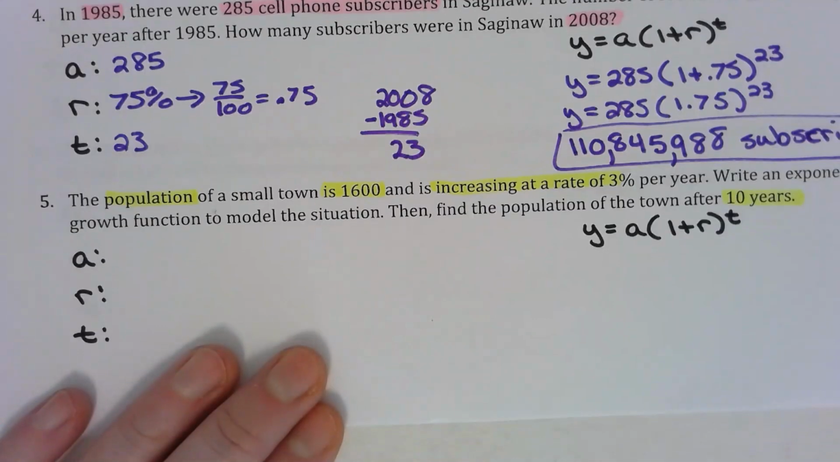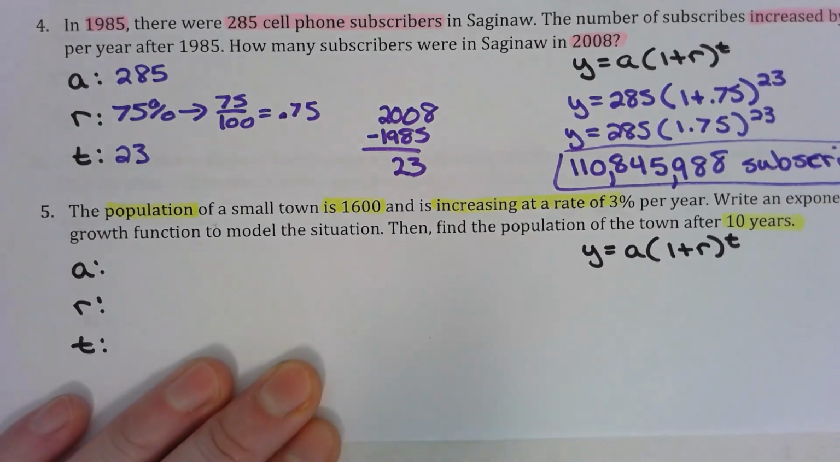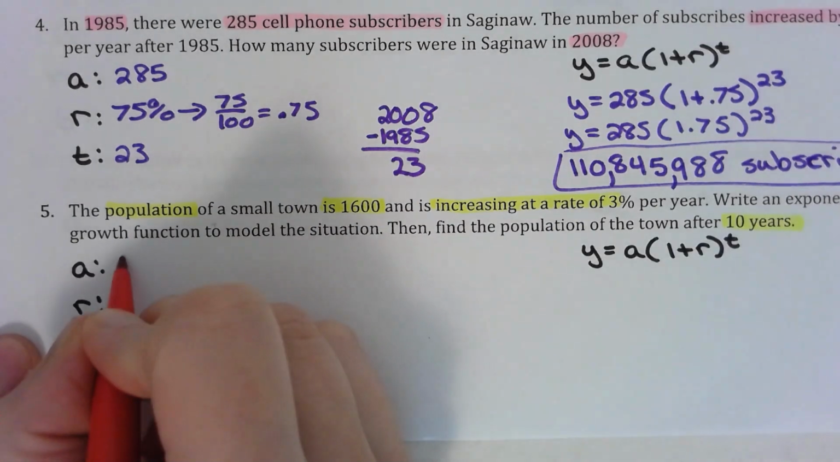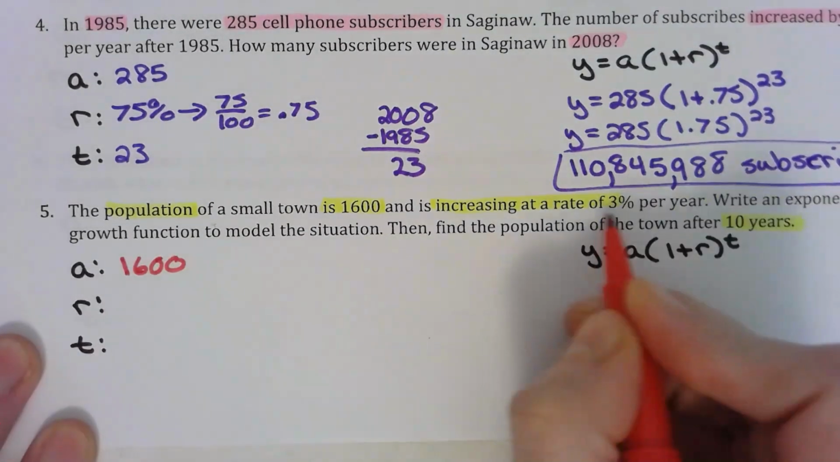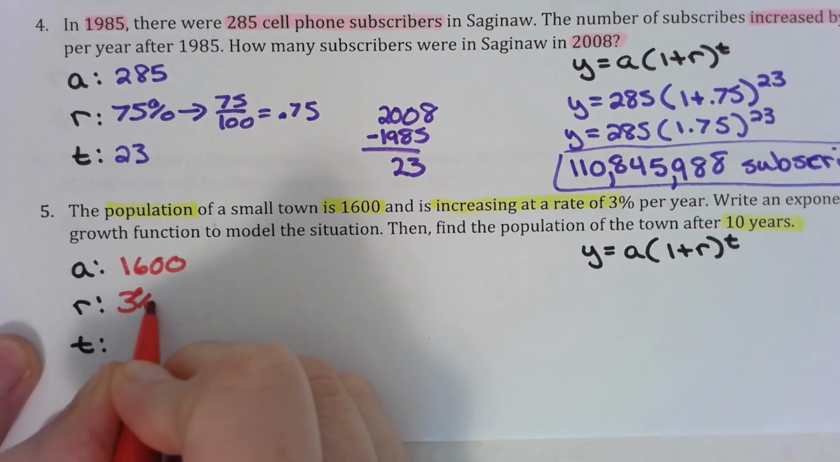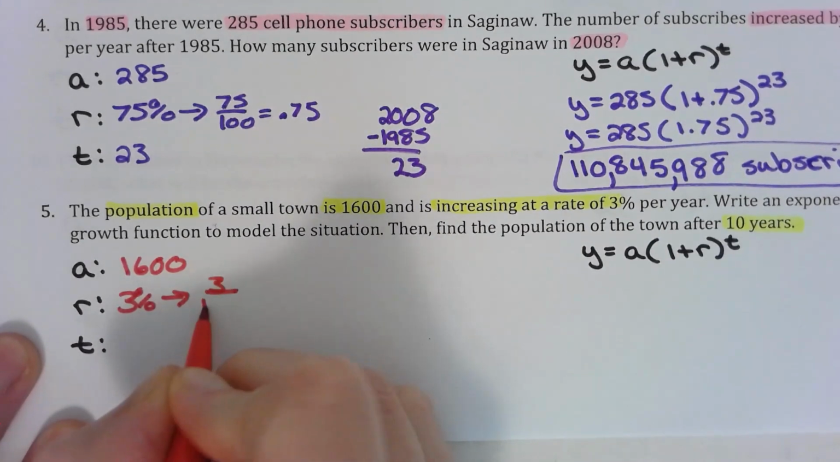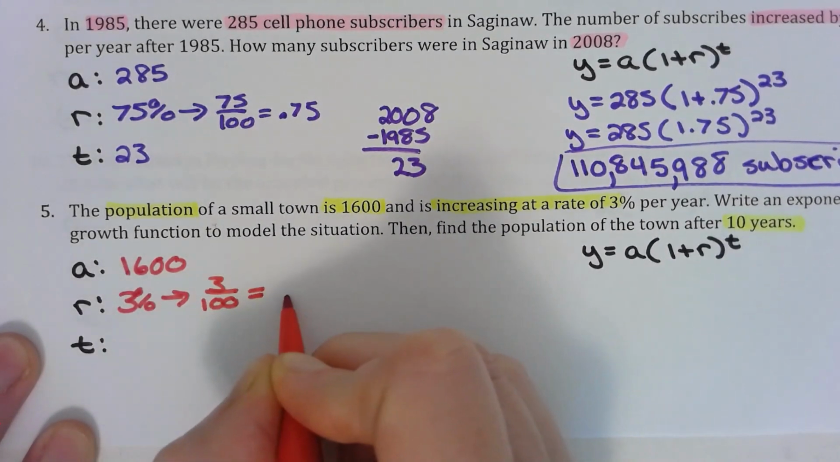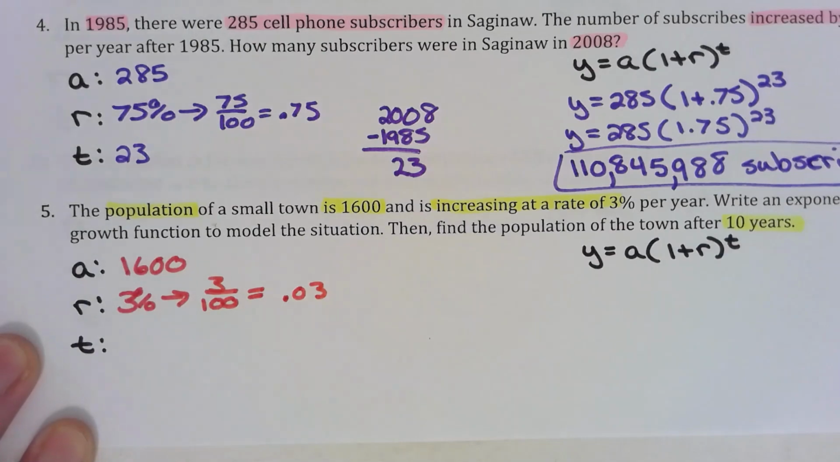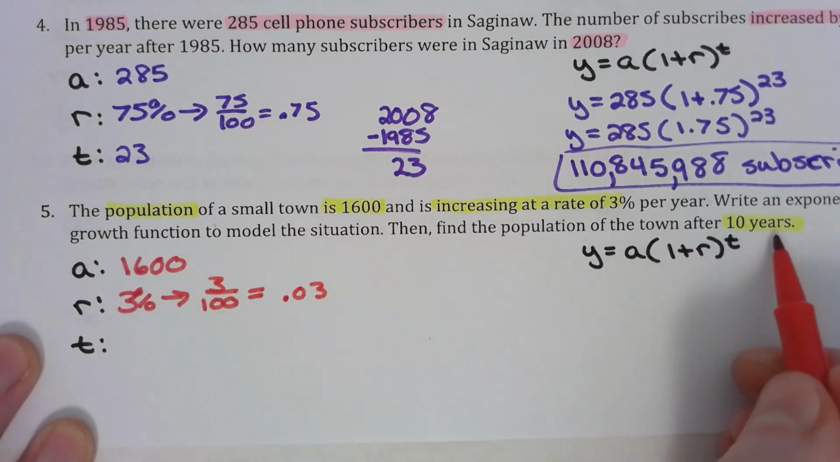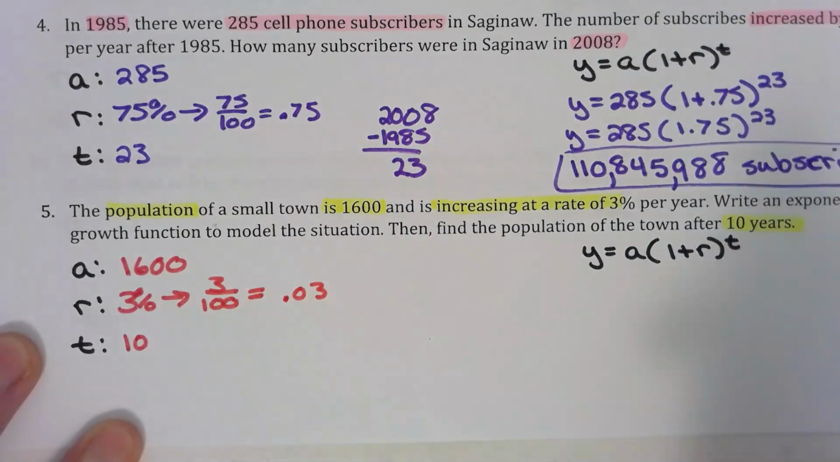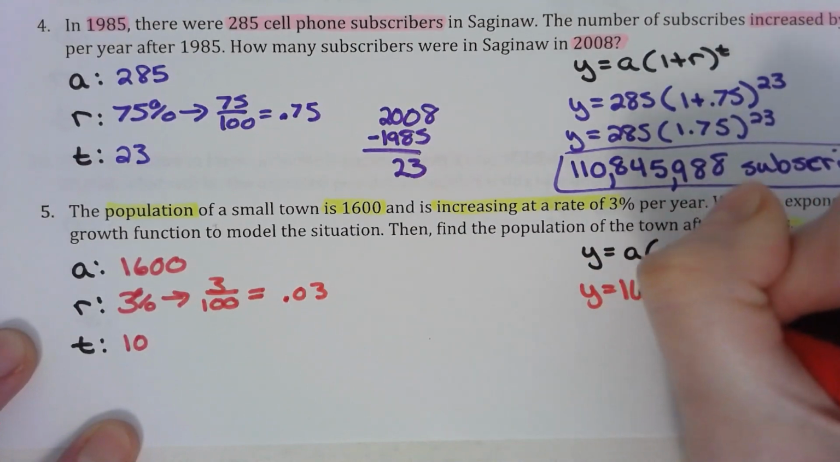And number 5. The population of a small town is 1,600 and it's increasing at a rate of 3% per year. So we've got 1,600, 3%. Well, remember, whenever you're dealing with the percentage, you need to make sure that you divide it by 100 first. That's 0.03. Okay. Now, T is talking about time in years. This time they actually told us the number of years, so we've got our answer.